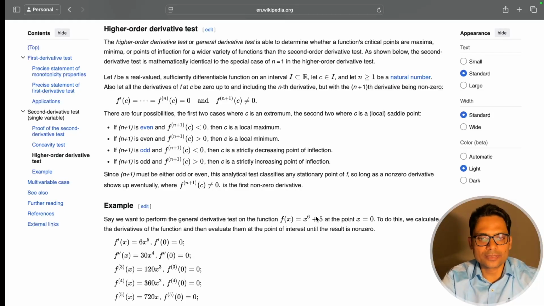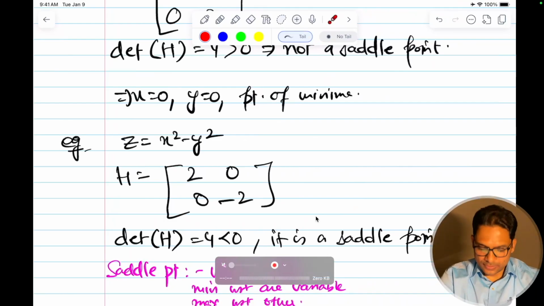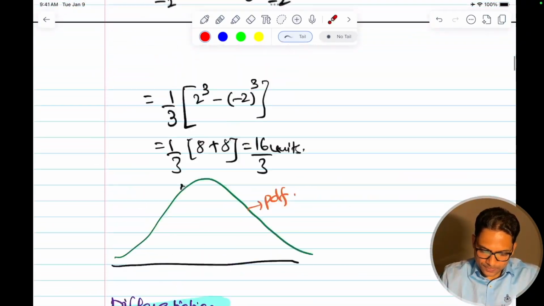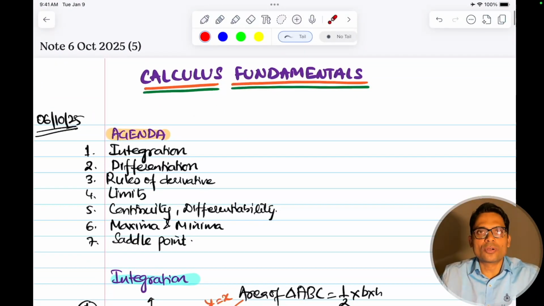Okay, I hope that makes sense. So that is all that we had to cover. Let's quickly do a revision of what we understood. I'll give you the broad understanding.